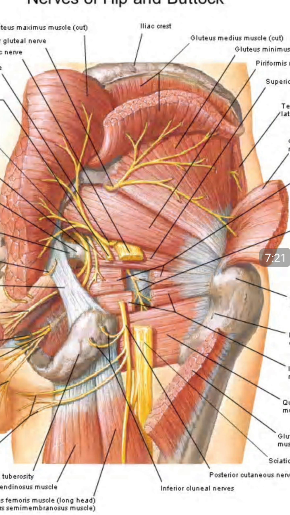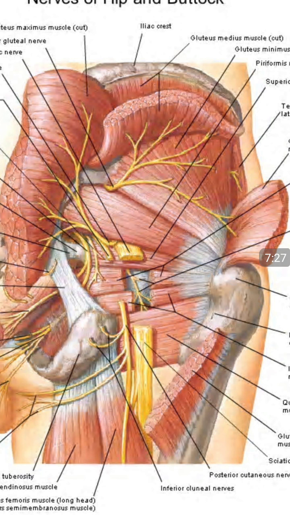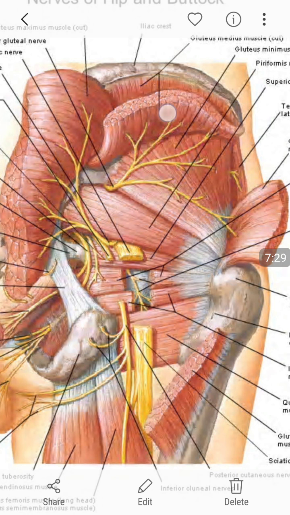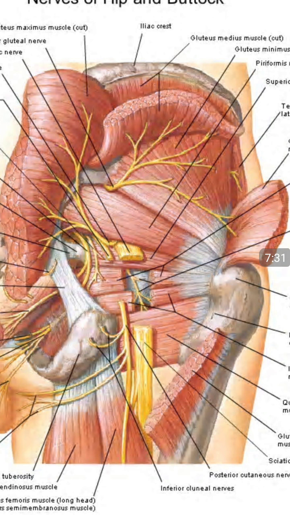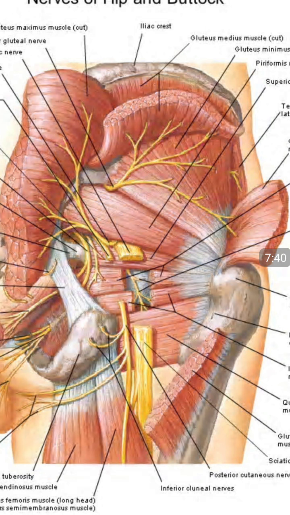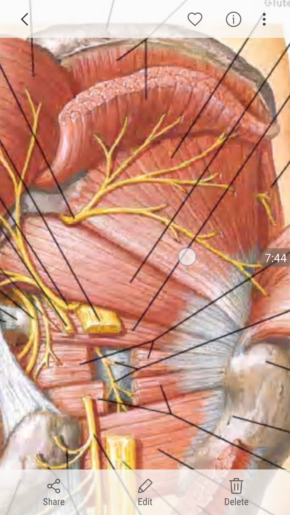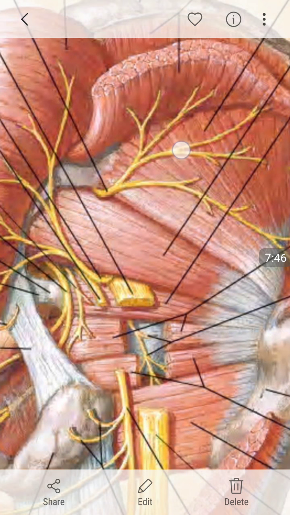This superior gluteal nerve is coming out of the superior border of the piriformis muscle, and this nerve divides into superior and inferior branches, and it is sandwiched between the two muscles, gluteus medius and gluteus minimus. So actually you are looking at how this superior gluteal nerve is supplying the gluteus medius and minimus.